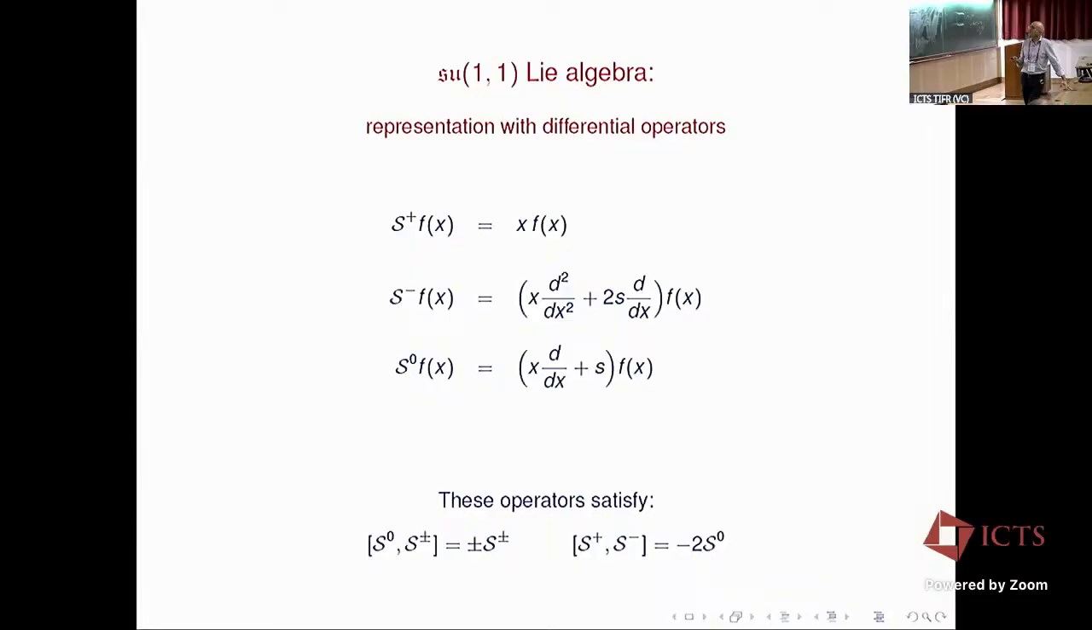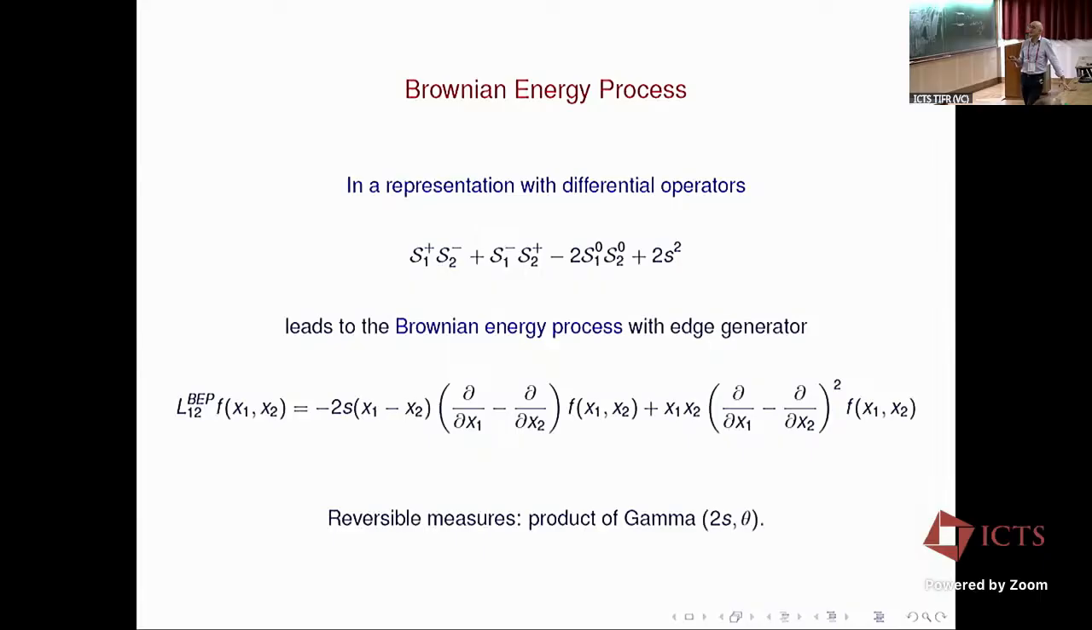The first one here is with differential operators. Think of acting on monomials. So S plus multiplies by x, so it increases the degree by 1. S minus decreases the degree by 1, and S0 keeps the degree. And this is a realization of the algebra. Now, if you write the spin chain in this representation, you get a diffusion process, which is the Brownian energy process, written here with this drift and this diffusion, whose reversible measure is a product of i.i.d. gammas.